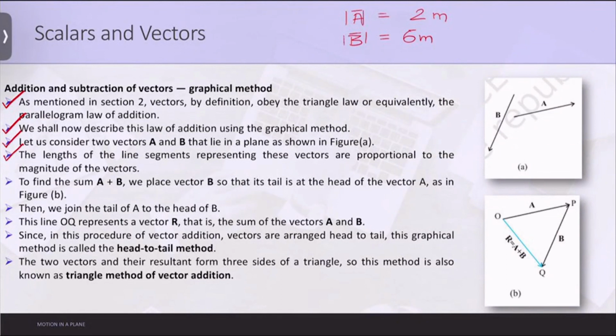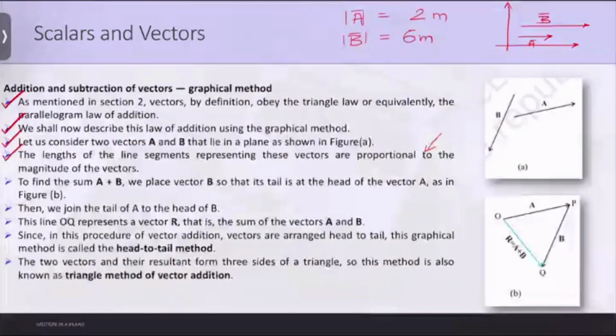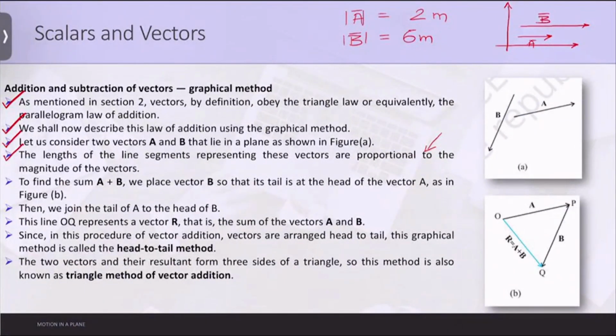Okay, and let us take that both have the same direction, which is towards the x-axis. So if I draw A bar 2 meters like this, then B bar would be like this. That will represent it clearly on the graph. So by this line, this is the explanation being done: the length of the line segments representing these vectors is proportional to the magnitude of the vectors.